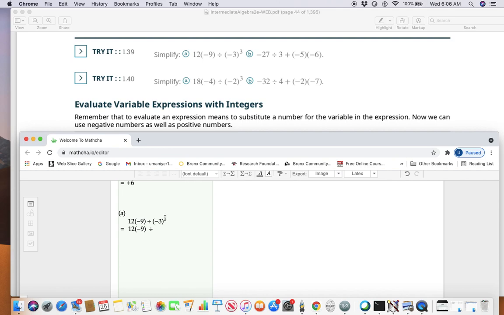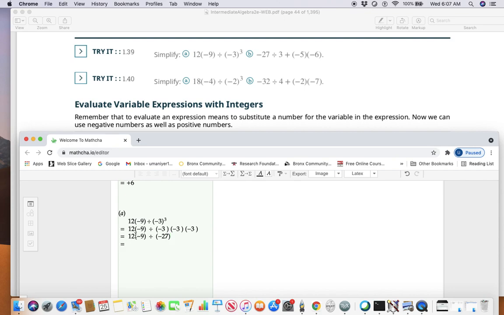Exponent, so 3 powers of the parentheses. So parentheses has to repeat. What's inside parentheses is negative 3. So this is same as leaving everyone as it is. Negative times negative times negative is negative. 3 times 3 times 3 is 27.